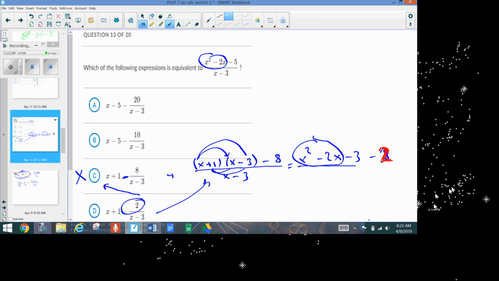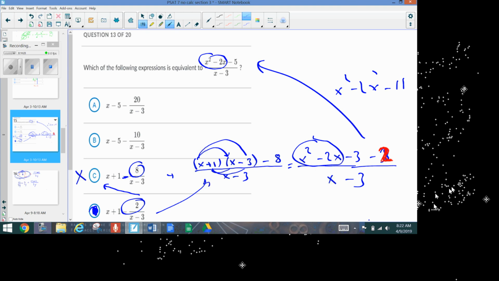Look at the answer choice D. Minus 2 over x minus 3. Is that the same now? So that means answer is D. I just quickly swapped from C to D because if I would write there 8, it's going to be x squared minus 2x minus 11, so it would not be equal. So I quickly changed that, and then rather than 8, I put there 2.